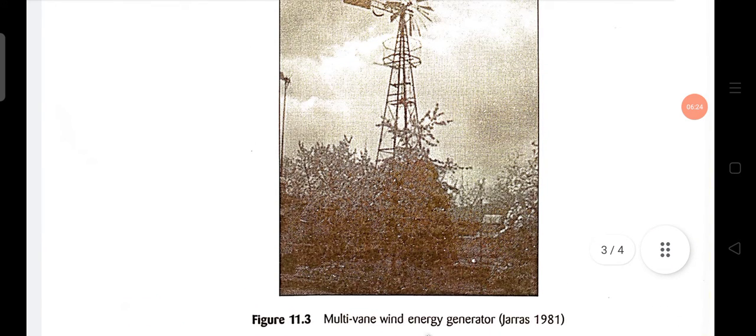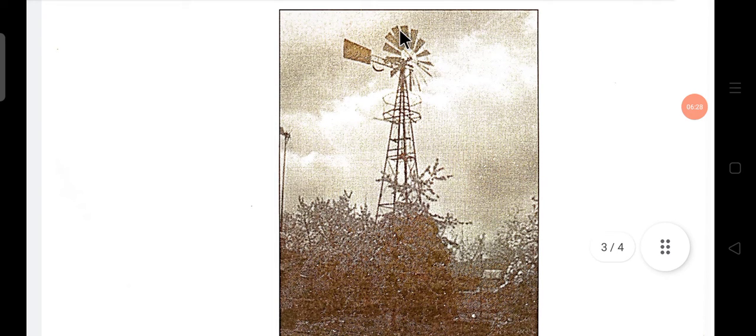This is the multi-vane wind energy generator. Multi-vane means multi-blade. The main vane is there to keep the rotor, or the windmill, always facing the direction of the airflow.